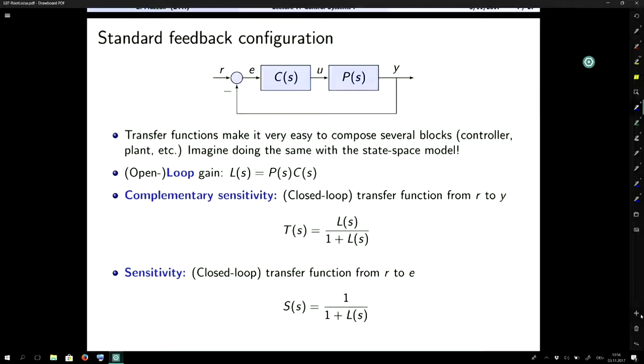No, sorry. There is a, so this is 1 plus L of S, then multiplies Y bar is equal to L of S R bar, right? Which means that Y bar is equal to L of S over 1 plus L of S R bar, okay? And you see that this is exactly the transfer function from R to Y, okay?